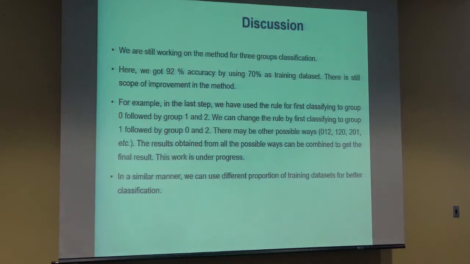Once I start from 0, what do I get for the three groups? When I start from 1, what do I get for these three groups? When I start from 2, what do I get for these three groups? So we have these combinations. From there I can take the mode and say that irrespective of where I start, this is what the prediction is. But we have not worked on these things yet.